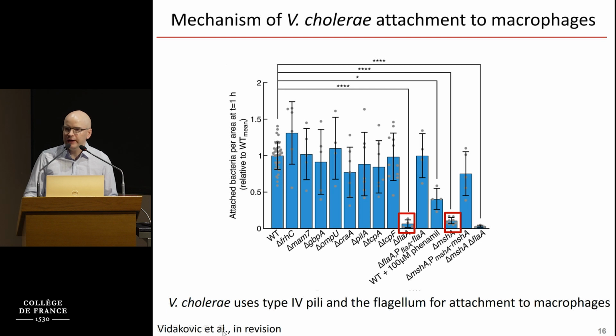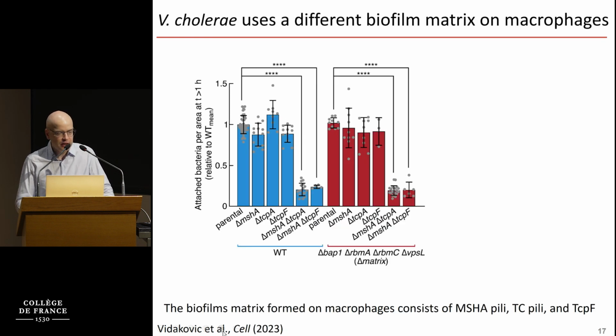And MSHA pili are an interesting finding. These are type 4 pili, because it is known that during cholera infection, humans develop antibodies against MSHA, but it was not previously known by what mechanism MSHA could play a role during the infection process. So here could be one mechanism, this attachment to the immune cells. Interestingly, MSHA pili are not important for epithelial attachment, so they seem to be really specific for immune cell attachment.